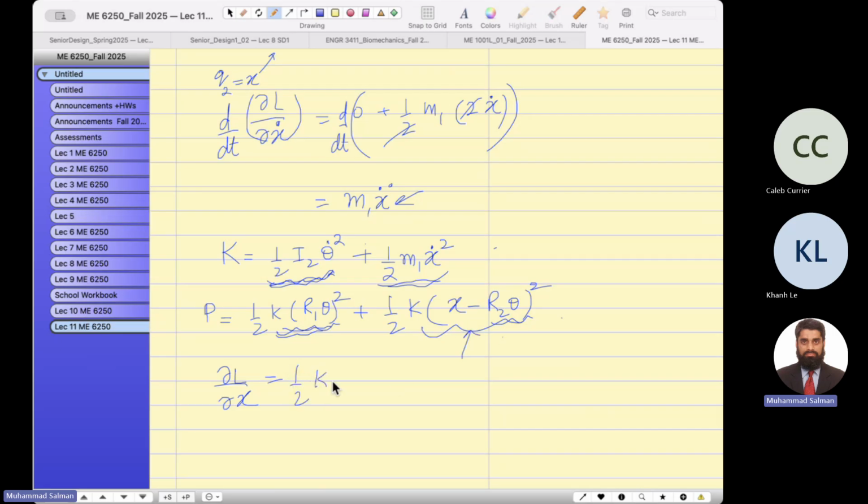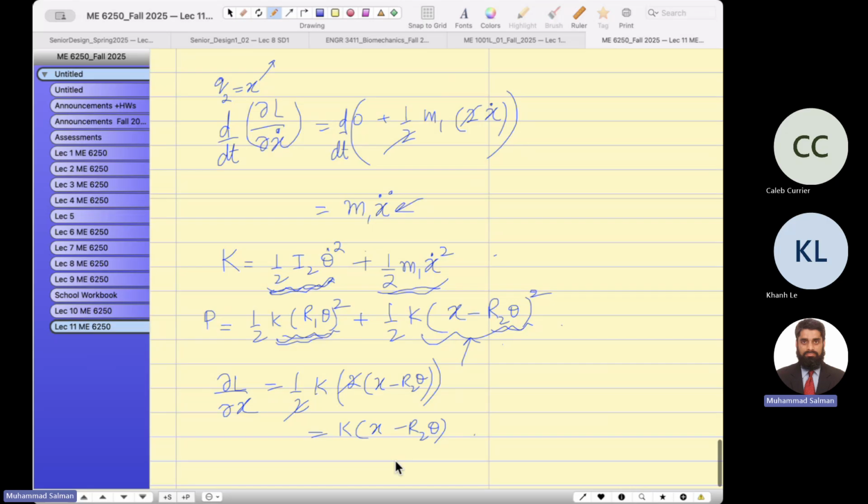So half k, 2 times, let's put it inside, and then multiply by the partial derivative of x, which is 1. So you don't need to worry about the 1. This 2 is cancelled by this 2, so you're left with k (x minus r2 theta).